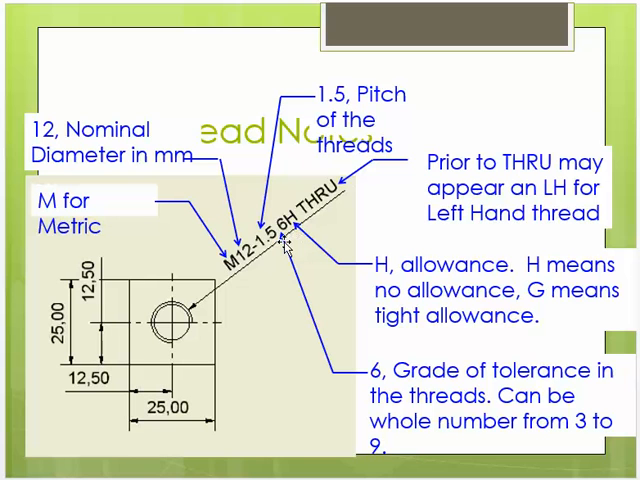6H. The 6, the grade of tolerance in the threads, can be a whole number from 3 to 9. H, allowance. H means no allowance. G means tight allowance. So this means there'd be no allowance. We're going to go over allowances later this week. And then through tells us, prior to through may appear LH for left-hand threading. In this case, they're telling us it's going all the way through.